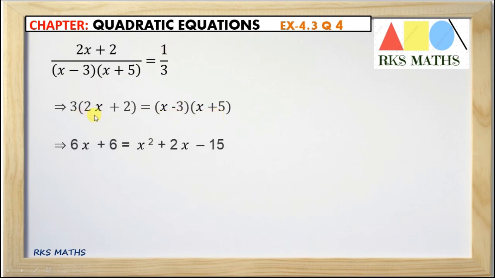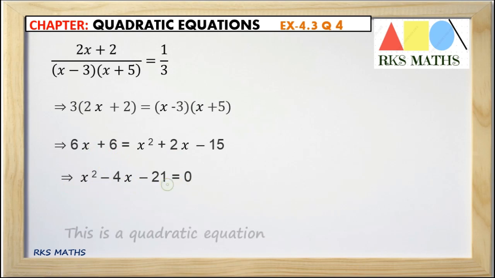Further simplifying, 3 into 2x is 6x, plus 3 into 2 is 6. Multiplying both these, we get x square plus 2x minus 15. Further simplifying this, the equation reduces to x square minus 4x minus 21 equal to 0. So student, what is this? This is the quadratic equation.